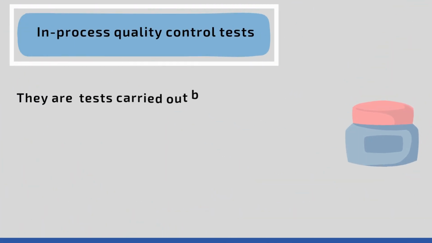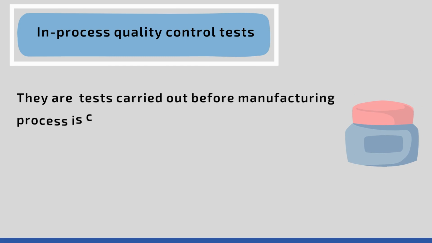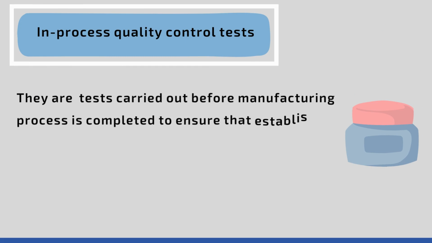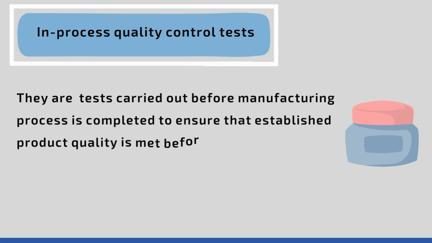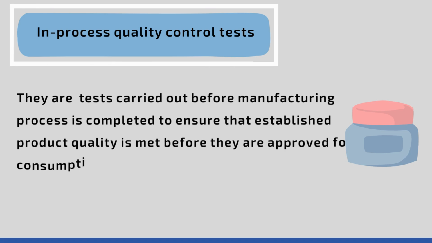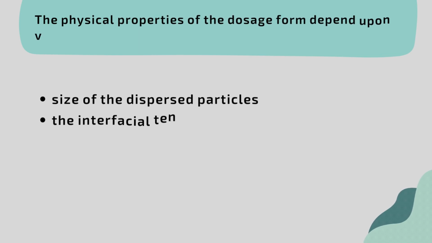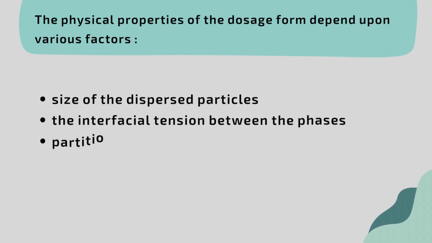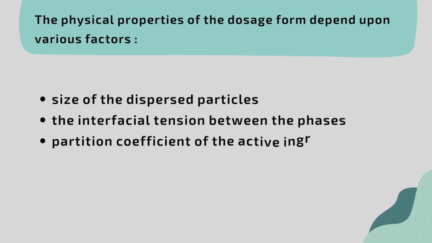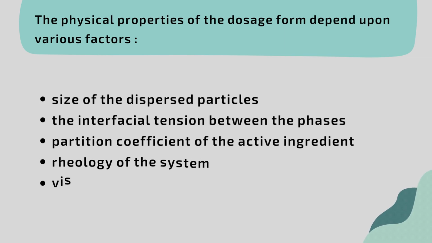In-process quality control tests are tests carried out before the manufacturing process is completed to ensure that established product quality is met before the product is approved for consumption and marketing. The physical properties of dosage form depend on various factors. First, size of the dispersed particle, the interfacial tension between the phases, partition coefficient of the active ingredient, rheology of the system, viscosity.